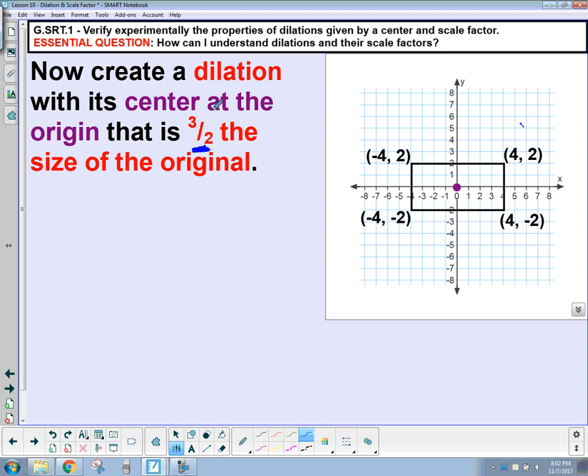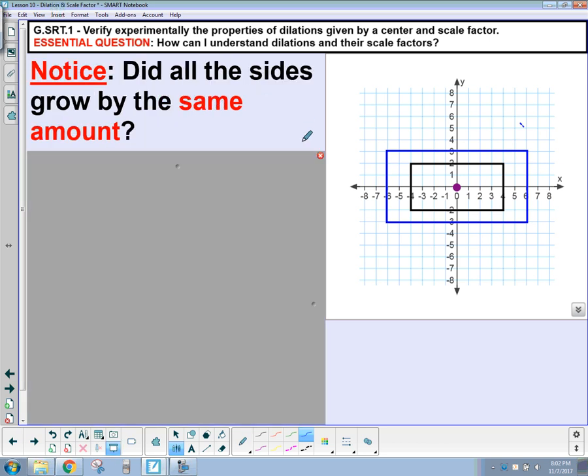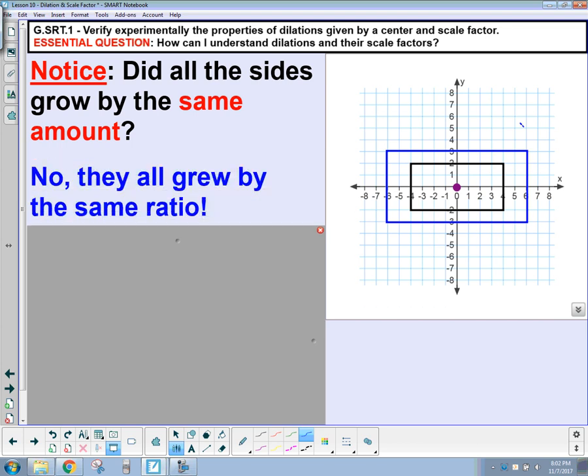Okay? So, did all the sides grow by the same amount? No, they all grew by the same ratio. Same ratio. That's the important part about similar polygons, okay? We'll get into that later.